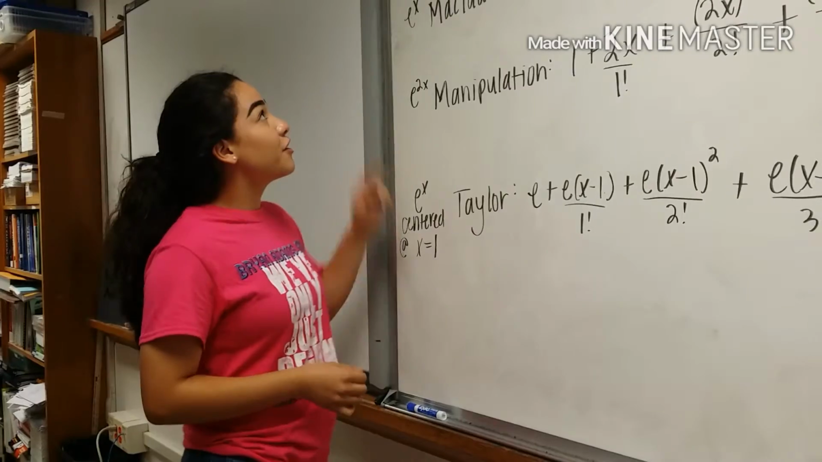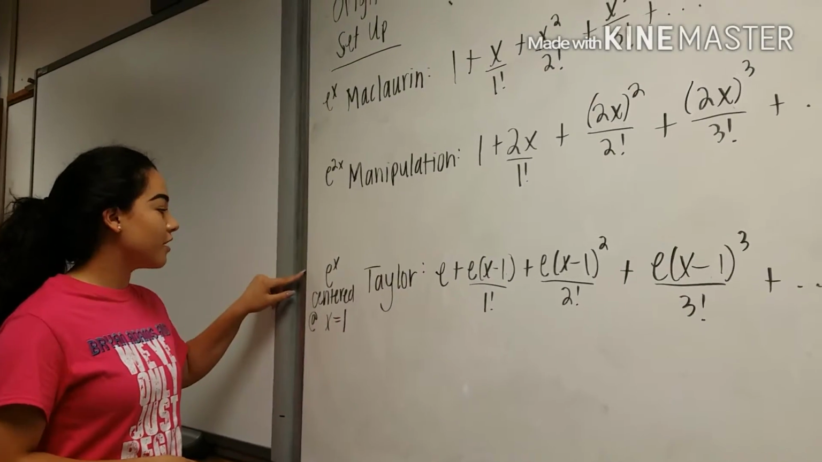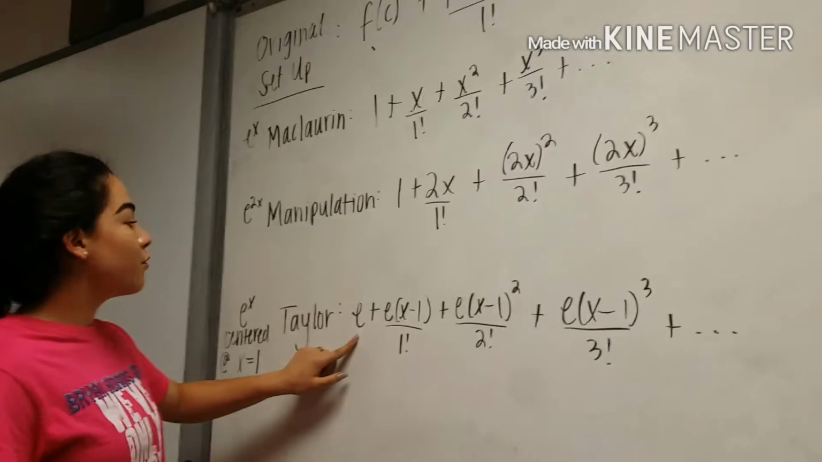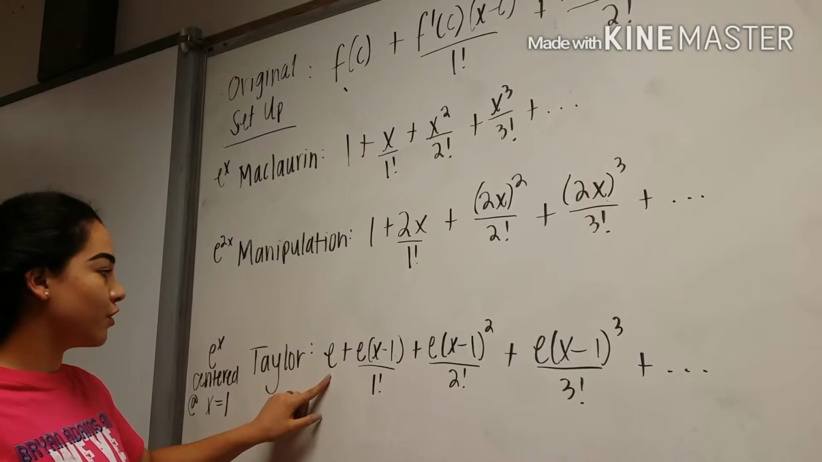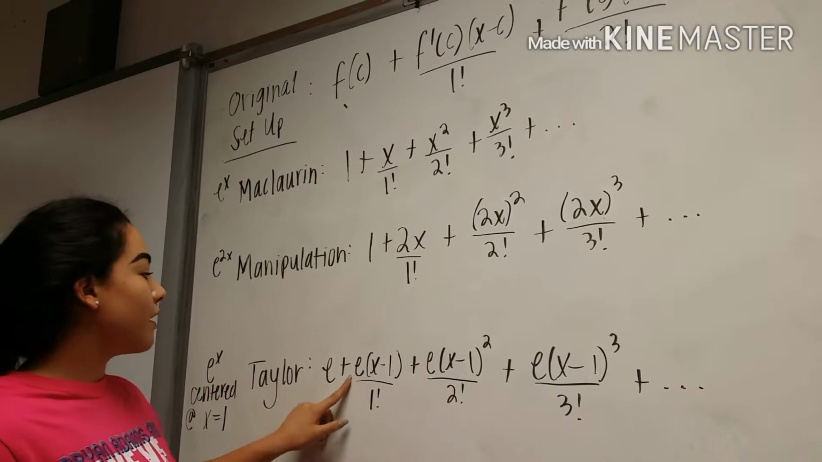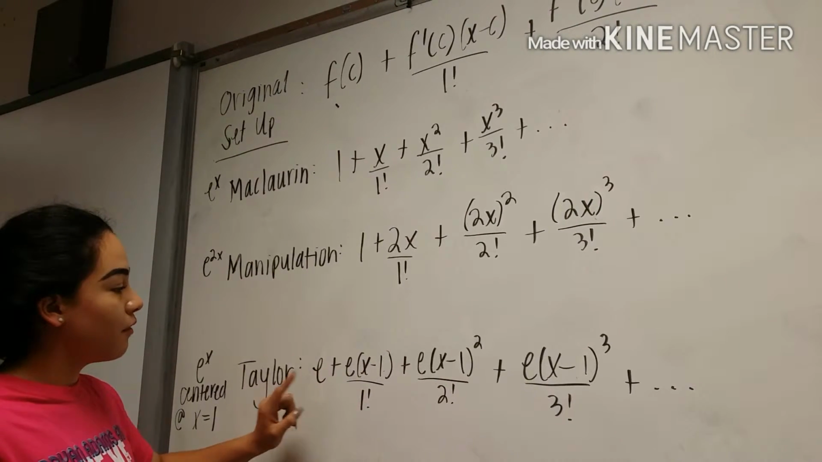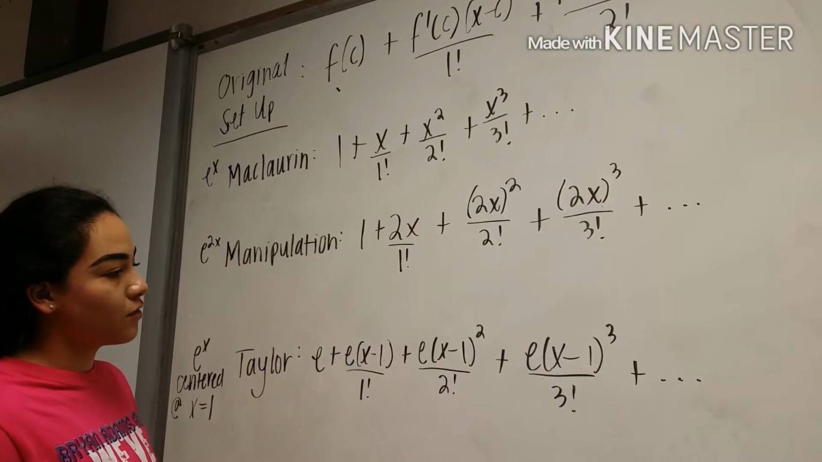For a Taylor, you're going to use the original setup, and it does have centers. So for this one, we're going to use e to the x centered at x equals 1. So the first term is f of c, which is e to the x, and the center is 1. So e to the first is just e. And you keep doing that because each derivative is going to be the same for e to the x. And for every term, you bump up a derivative, an exponent, and a factorial.